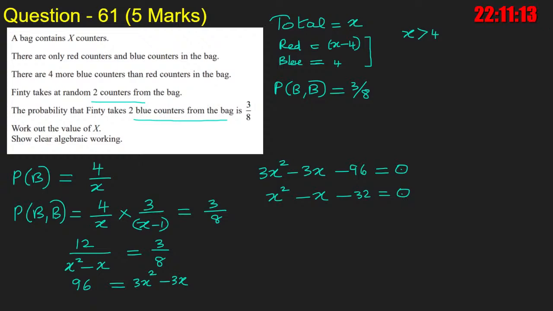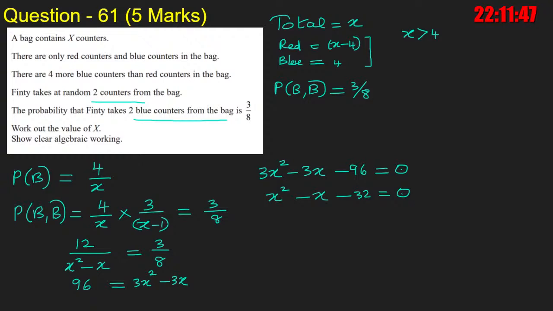Right, so what will happen? X squared minus x, we'll press the calculator and see. It's not going to be working. It's going to be a polynomial, with 1 and minus 1 and minus 32, and the answer is not coming as an integer. So somewhere we made a mistake.